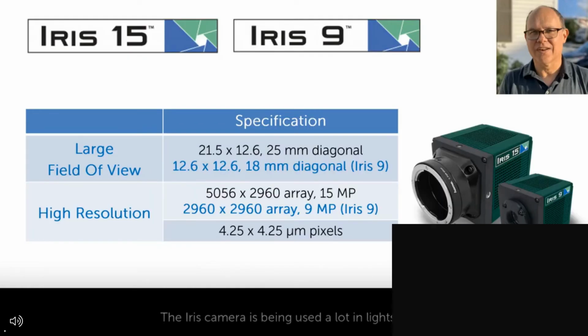The Iris camera is being used a lot in light sheet, particularly for things like mesoSPIM, classic SPIM with lower magnification and lower numerical aperture imaging systems. Because it has a 4.25 micron pixel, there are two variants, the 15 megapixel and the 9 megapixel. So just about 5,000 by 3,000 in the 15 megapixel and 3K by 3K in the 9. It comes with both PCIe or USB interfaces, unlike our other two cameras.